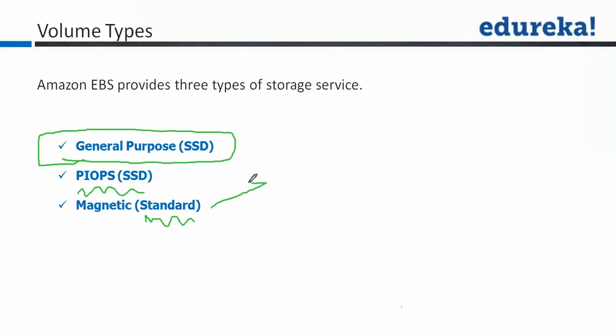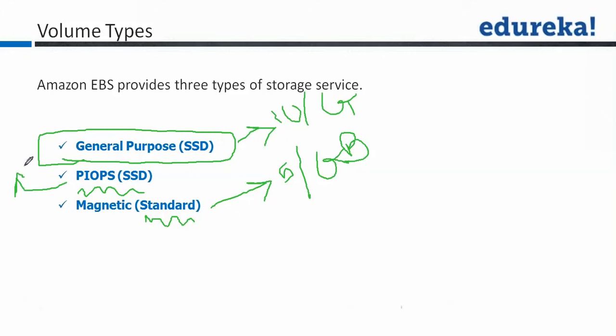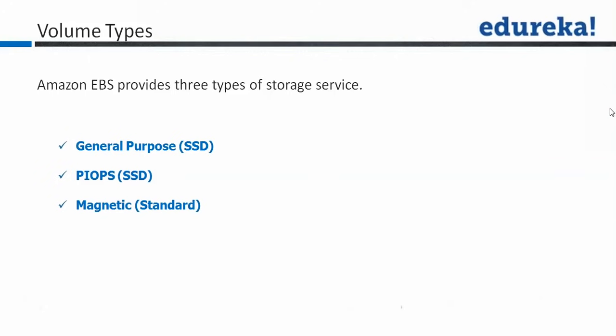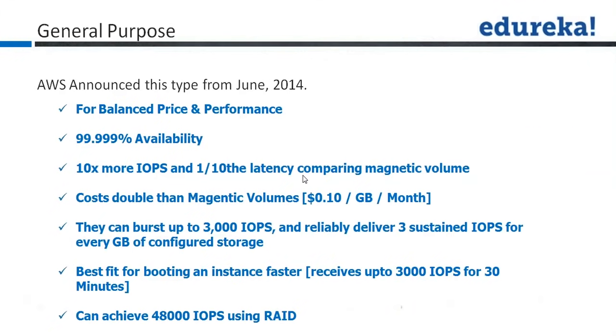Now the standard volume is the cheapest one. It charges you 5 cents per GB. This general purpose costs you 10 cents per GB. While this one works a little differently, it's almost 12 cents per GB, and then a little more cost is added to that. Now what is the difference between all three? What are these three storage devices?